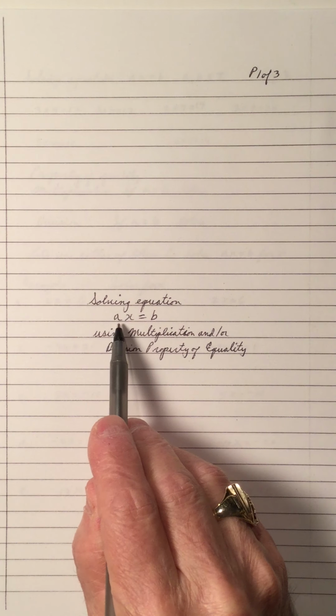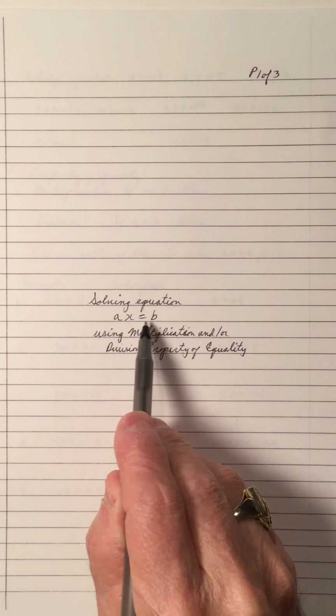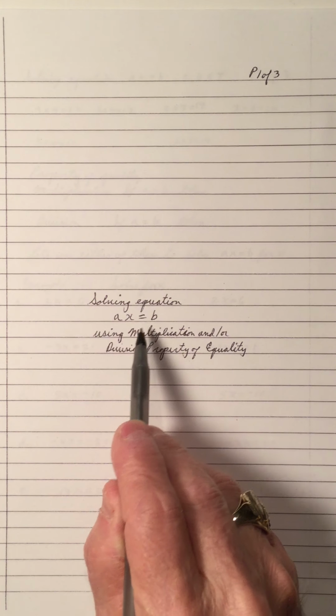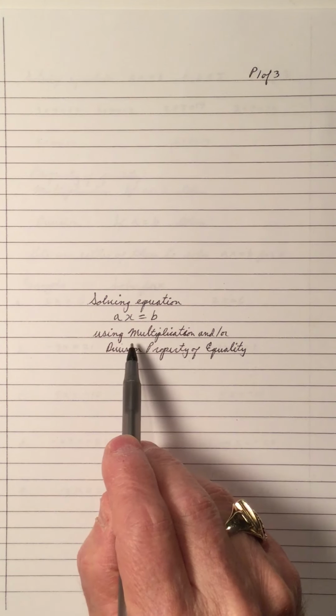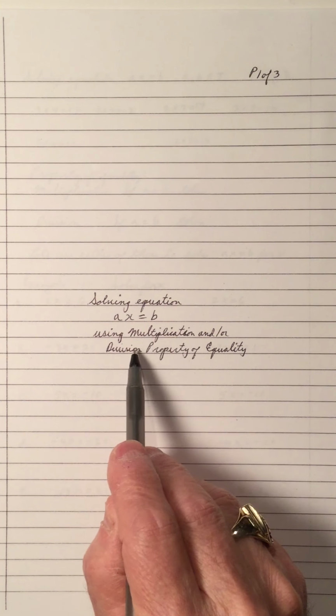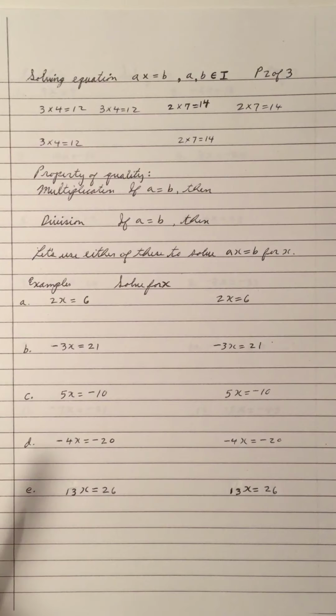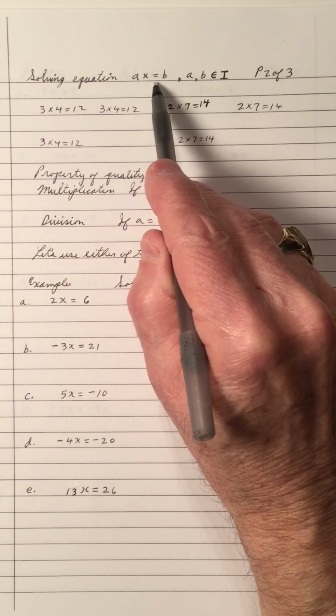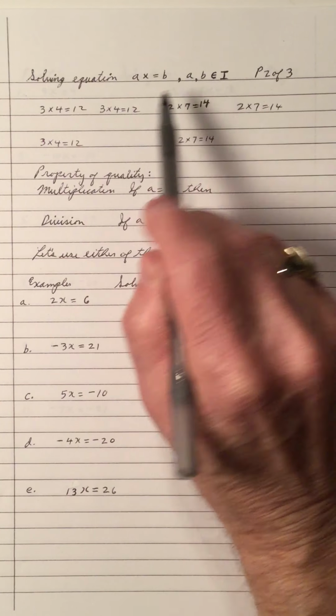And the equation we're going to solve is ax equals b, where a and b belong to the set of integers. But we're going to solve it using the multiplication and division properties of equality. Let's turn over and explain. Solving equations, here it is: ax equals b, where a and b are integers.